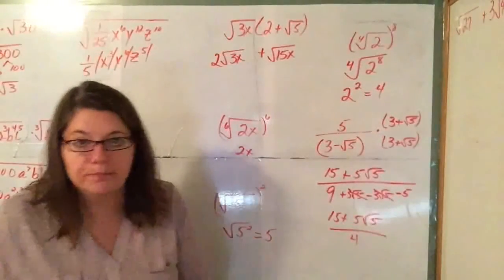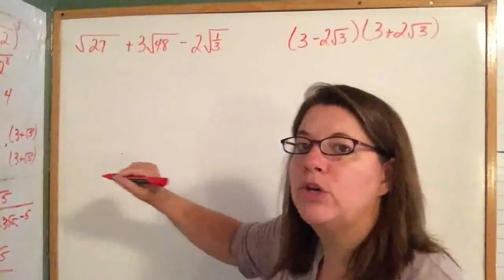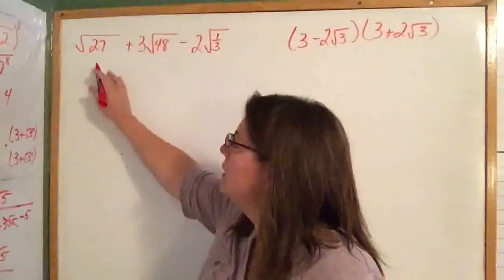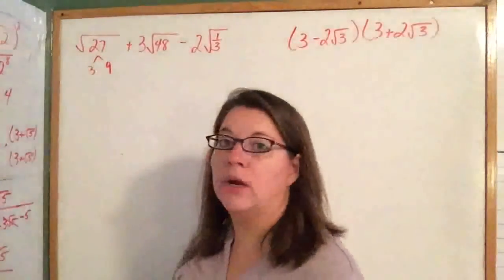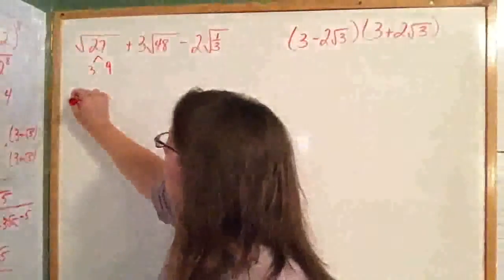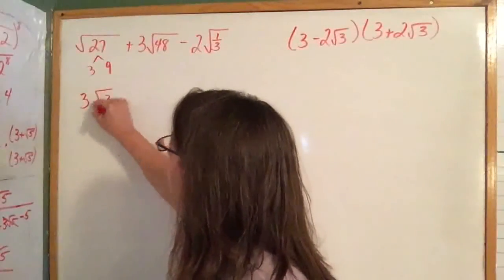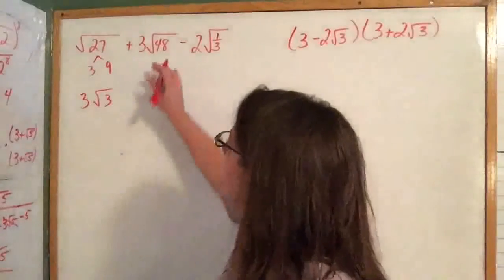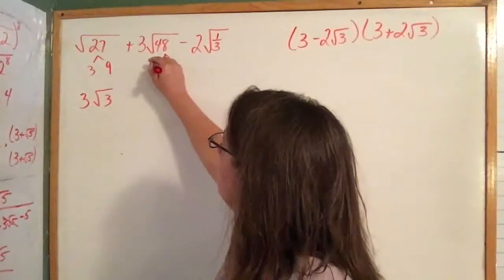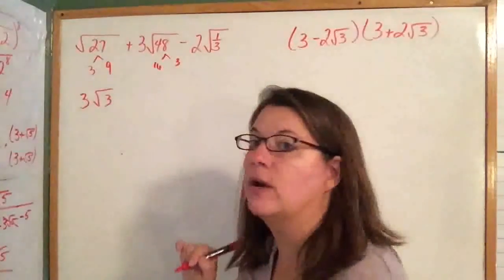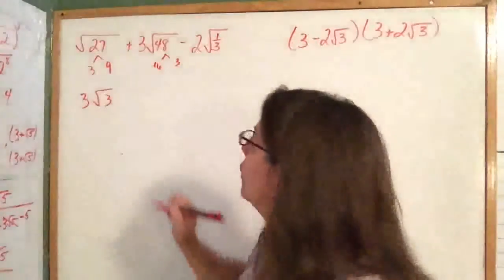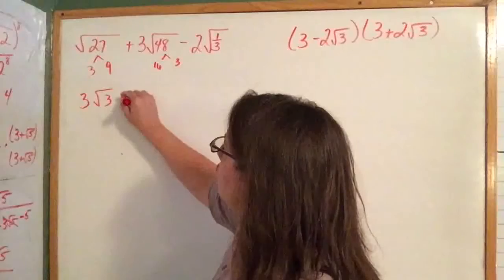It's just very simple. Okay, for this one, if I want to simplify the square root of 27, that is the same thing as 3 times 9, and 9 is a square number, so I can bring out the 3. So I've got 3 square root of 3 for that one. And then here, if I want to simplify the 48, well, 48 is 16 times 3, and 16 is a square number. So the square root of 16 is 4, so I can bring out a 4, so that's 12 square root of 3.